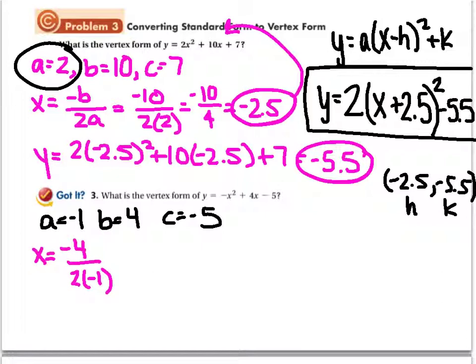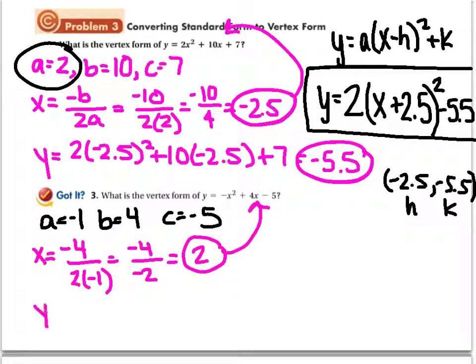Guys, your homework assignment will be on the wiki. -4 divided by -2. Our x value is +2. Plug that in back into your original equation to find y.